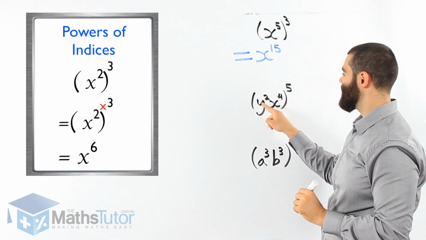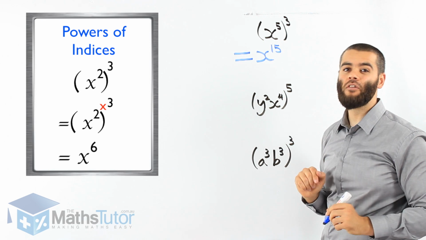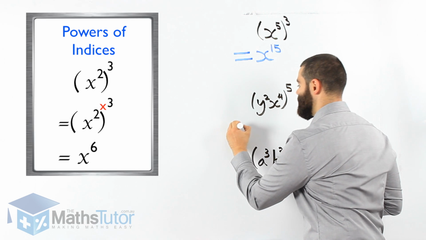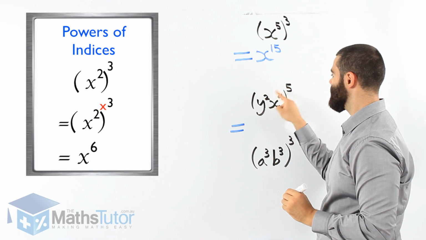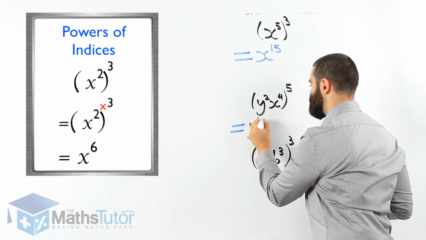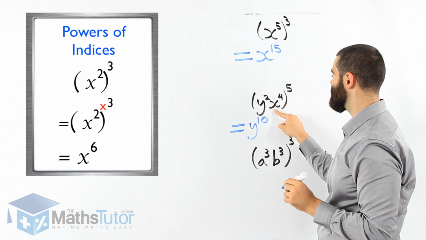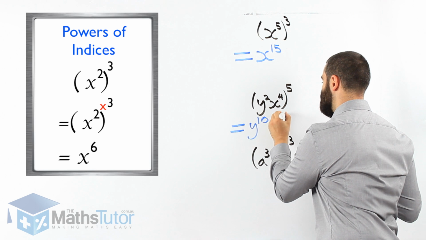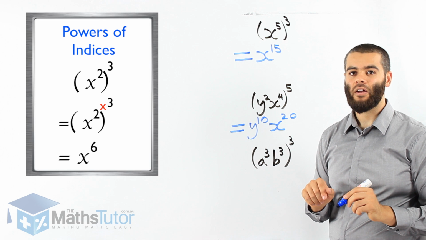Another one. y to the power of 2, x to the power of 4, all in brackets, to the power of 5. So we do it step by step. Power to power. 2 times 5, so our base is y. 2 times 5 is 10. Then the next base, x, is also in brackets. 4 times 5, x to the power of 20. y to the power of 10, x to the power of 20.